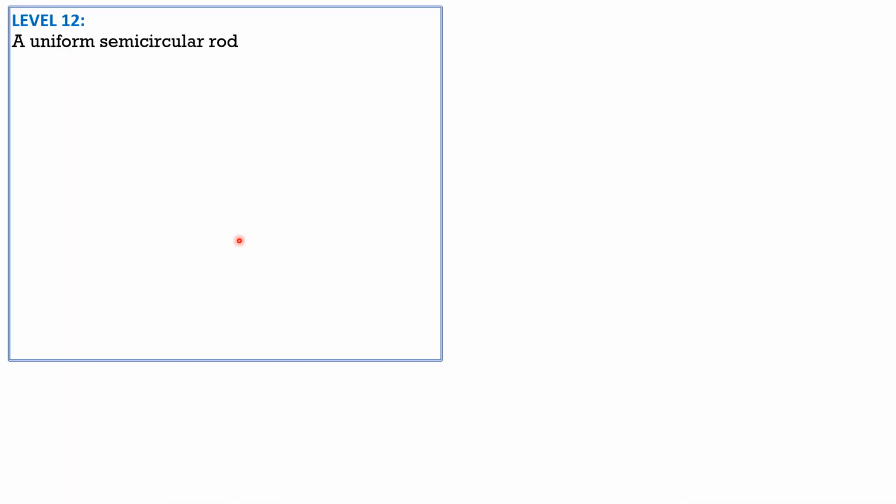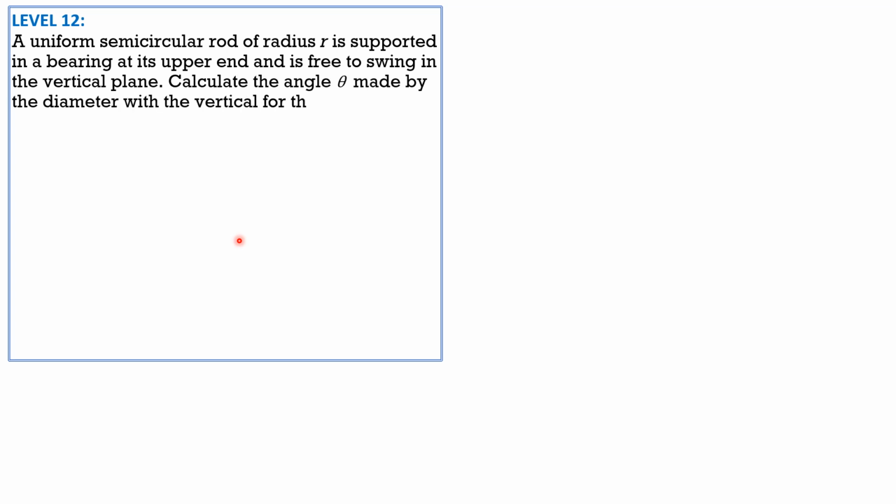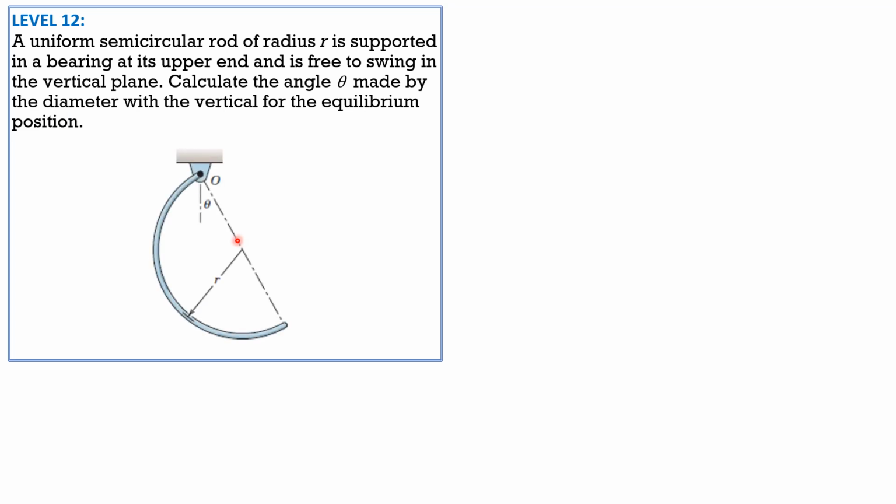Level 12: a uniform semicircular rod of radius r is supported in a bearing at its upper end and is free to swing in the vertical plane. Calculate the angle theta made by the diameter with the vertical for the equilibrium position. Unless the reaction at the pin support and the weight of this semicircular wire coincide, there will be swinging, and the system is in equilibrium only when they coincide, and we must define that.